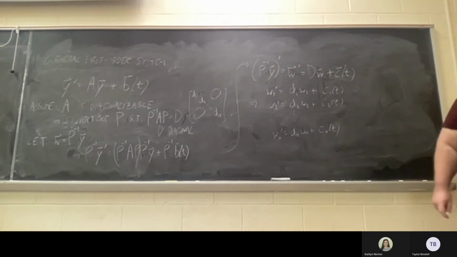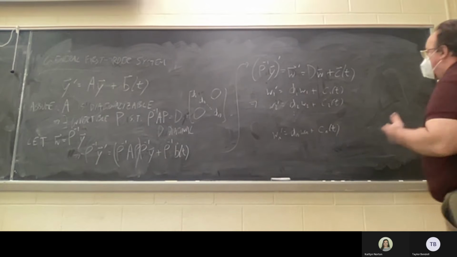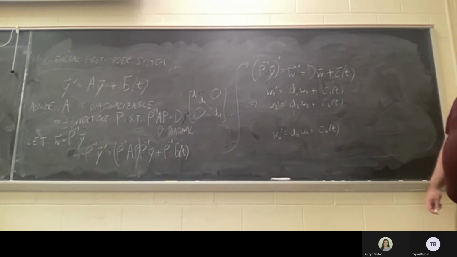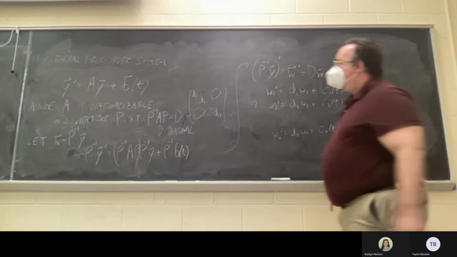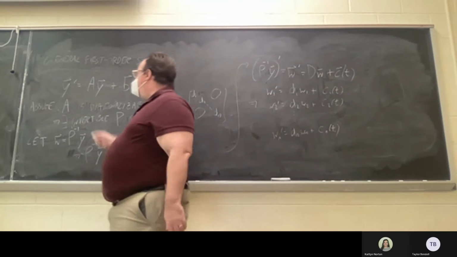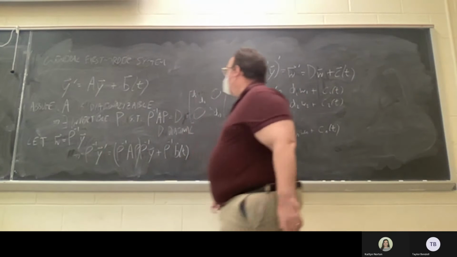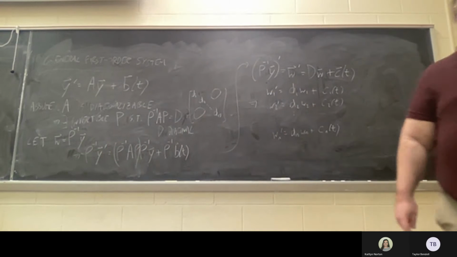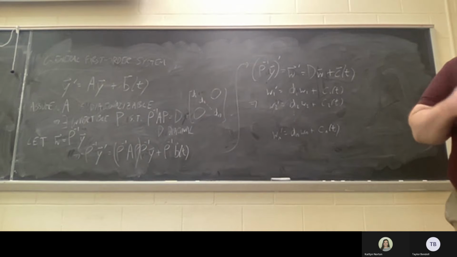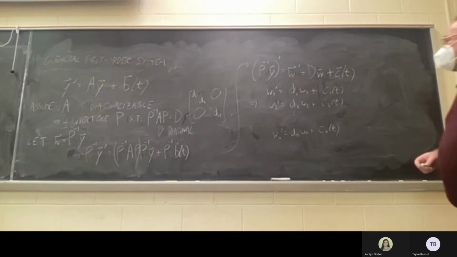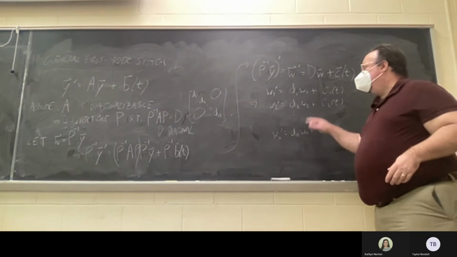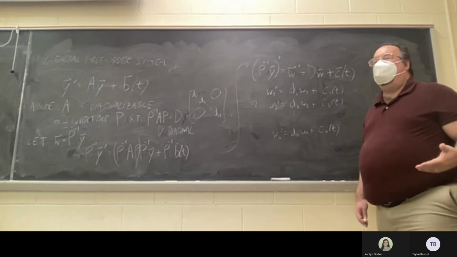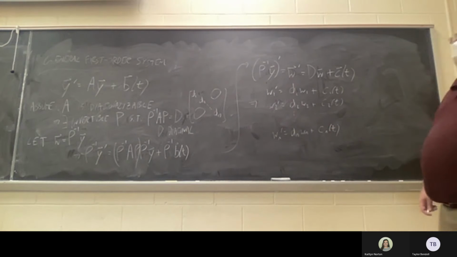In other words, each one of the new unknowns, W1, W2, etc., can be solved independently of each other. Whereas if I were to write the original system component by component, I'd have Y1 prime is a linear combination of Y1, Y2, etc. We'd have a full matrix vector product, and n equations that are coupled together. So I could not solve them independently.